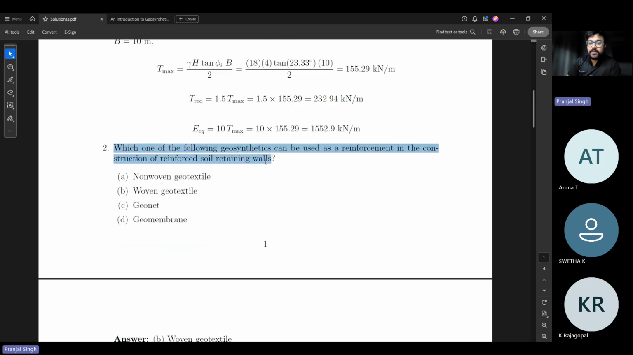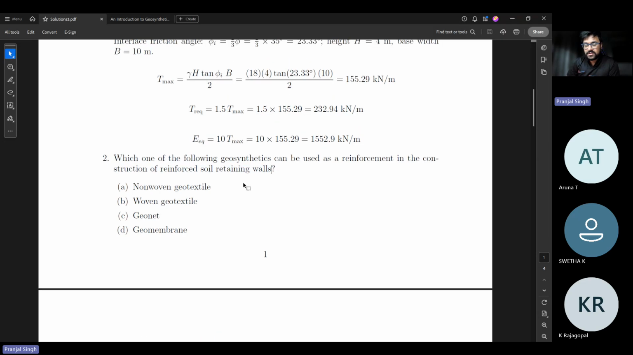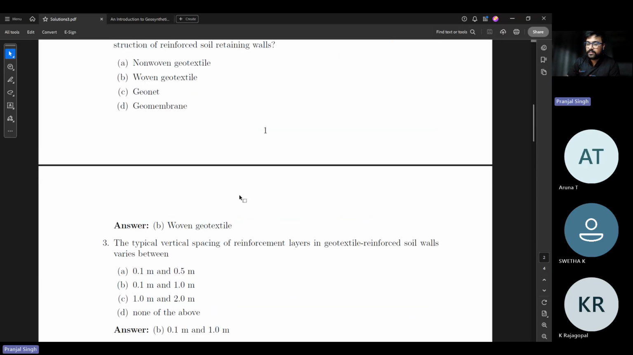Next question is, which one of the following geosynthetics can be used as a reinforcement in the construction of reinforced soil retaining walls? The first obvious answer is geogrid, but it's not there. Non-woven geotextile is generally used for drainage and filtration purposes, so you generally do not use it for reinforcement. Geonet is again for in-plane drainage. Geomembrane acts as a barrier. So the answer is woven geotextiles. Woven geotextiles and geogrids are the most common form of reinforcement for reinforced soil walls.